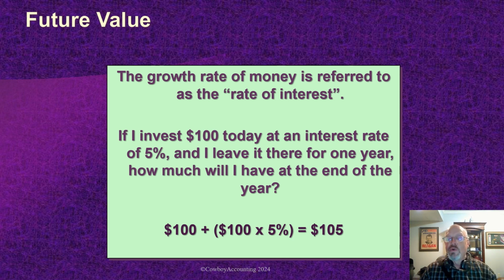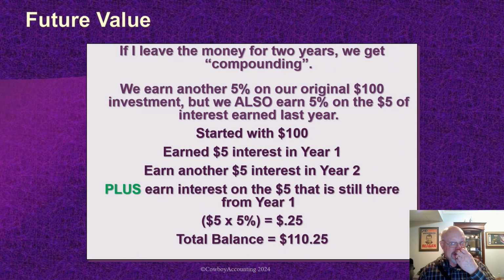Well, it's not going to be 110 because in addition to the extra $5 we're going to earn in year 2 on the original 100, now we're going to be earning interest on last year's interest. So it ends up looking something like this, and we end up having about $110.25 at the end of year 2.